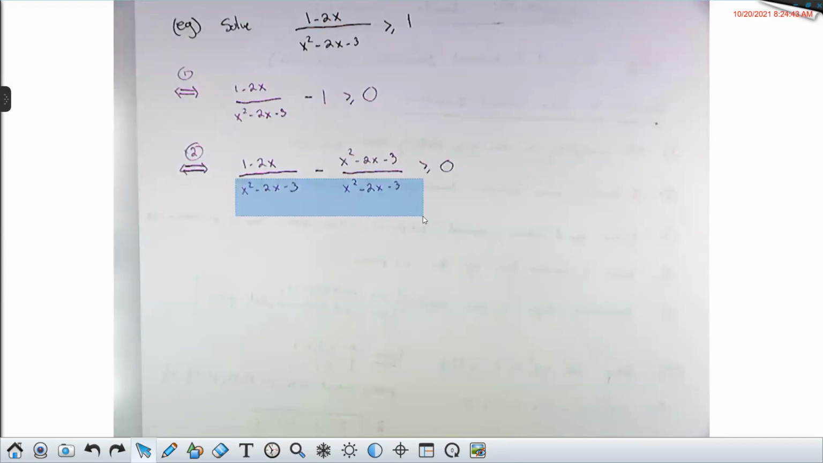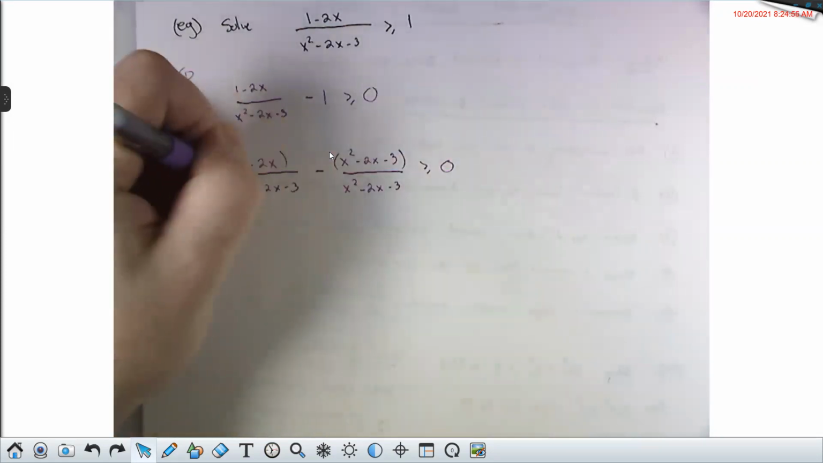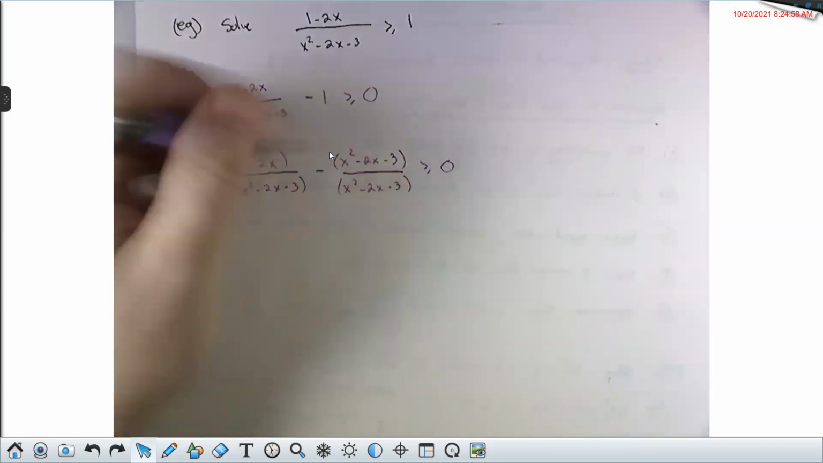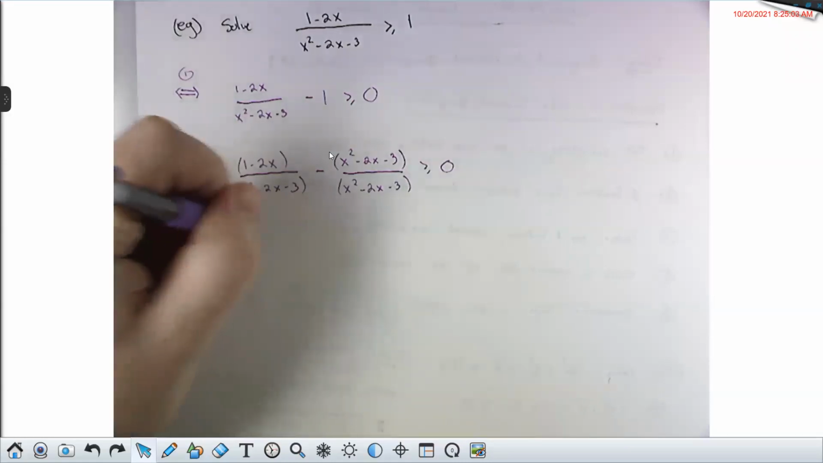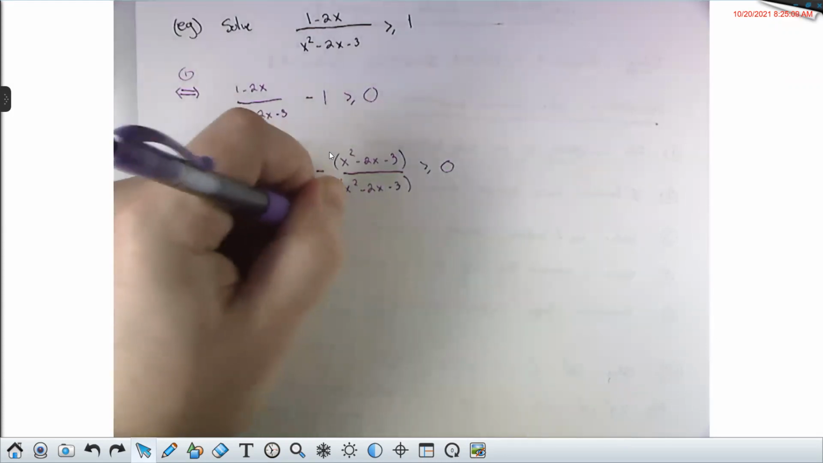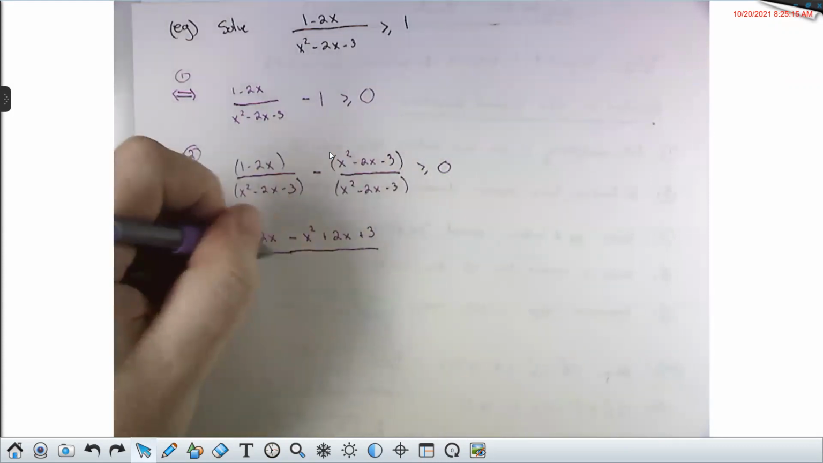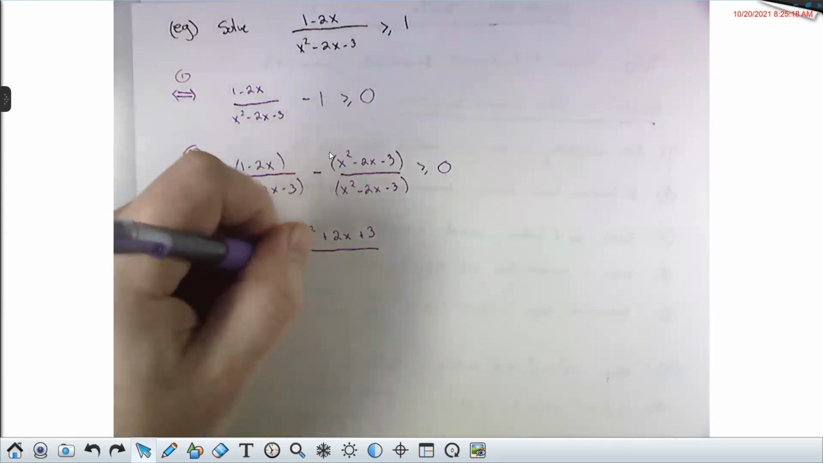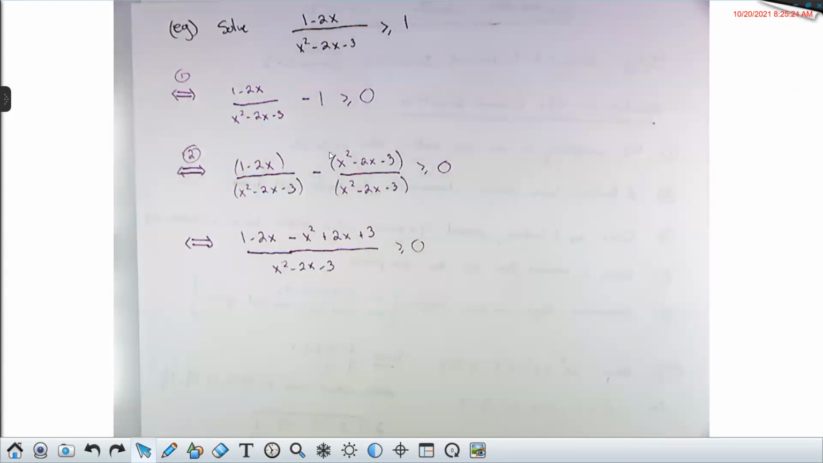Now that I've got these written with the same denominator, I can subtract the fractions by subtracting the numerators. And remember, the top and bottom of fractions always in parentheses. So when you subtract, you need to distribute this negative upstairs. So you'll have 1 minus 2x minus x squared plus 2x plus 3 over x squared minus 2x minus 3 greater than or equal to 0.